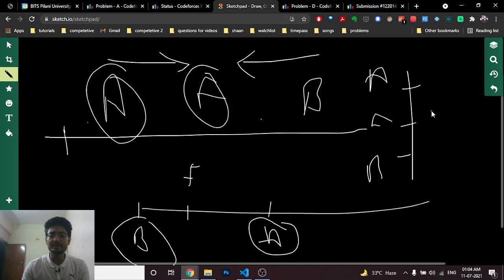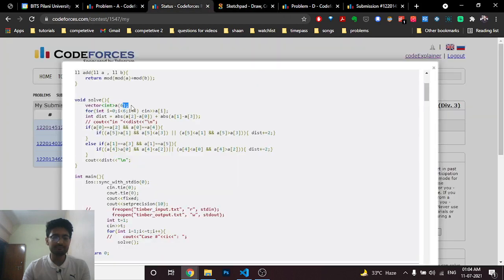So that's the whole solution. As you can see, I just take the input of all the 3 points in a vector. The first indexed elements a0 and a1 are the first point, a2 and a3 are the second point, and a4 and a5 are the third point. The Manhattan distance between the starting and ending point is this distance.